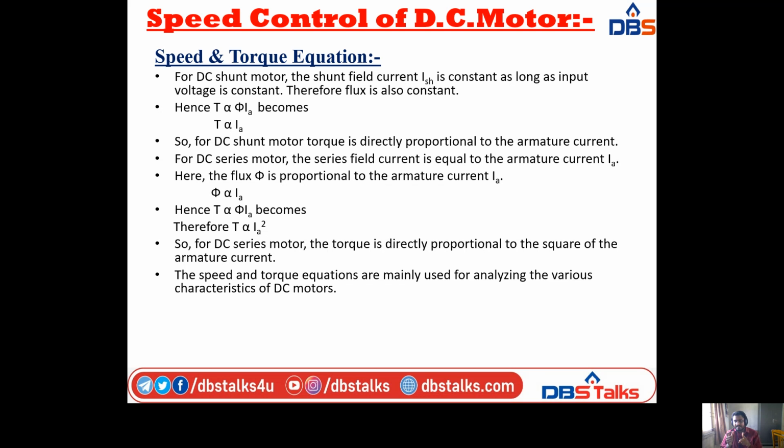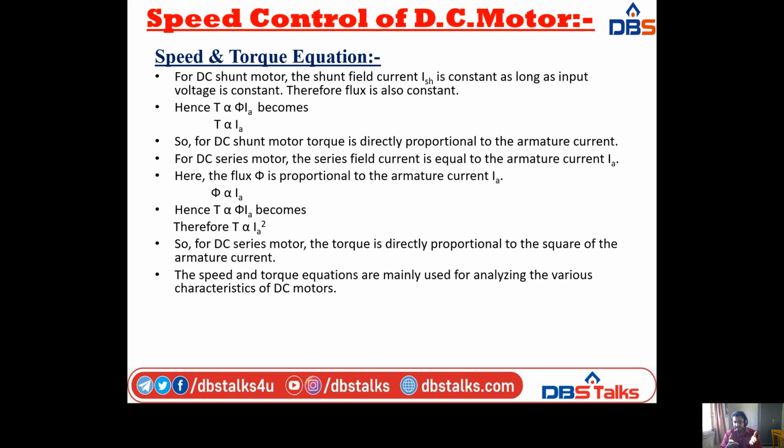And for the DC series motor, the series field current is equal to the armature current. You already know this point, I discussed it in the types of DC motors. So for the DC series motor, the series field current Isc is equal to the armature current Ia. Here the flux phi is proportional to armature current Ia.